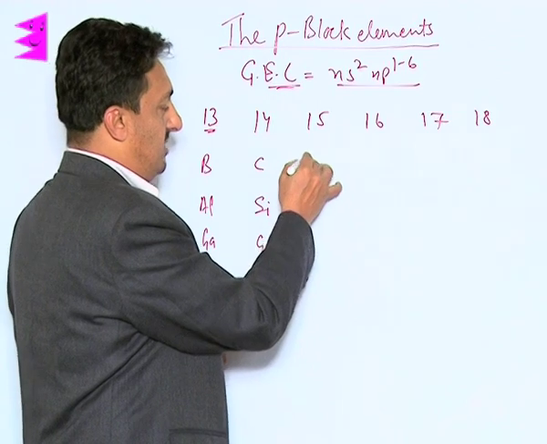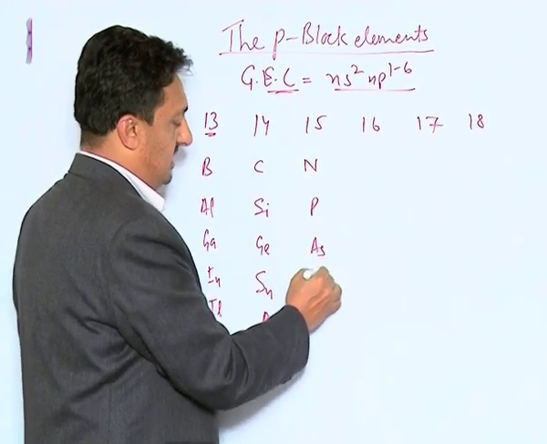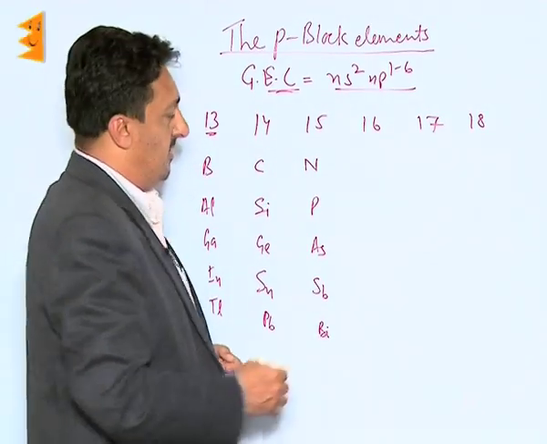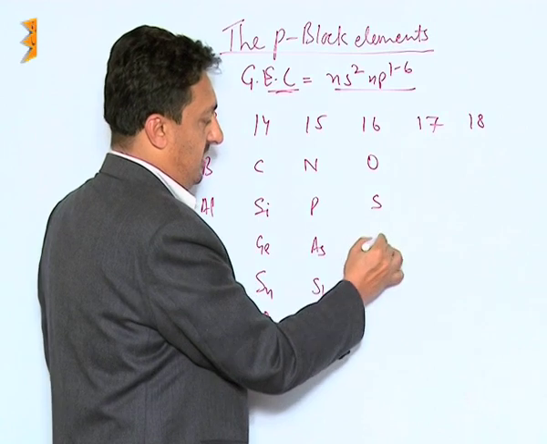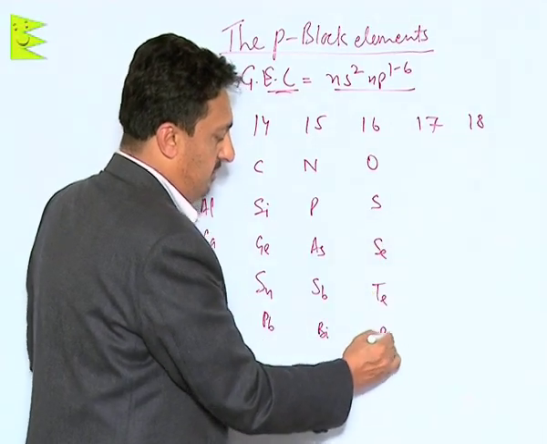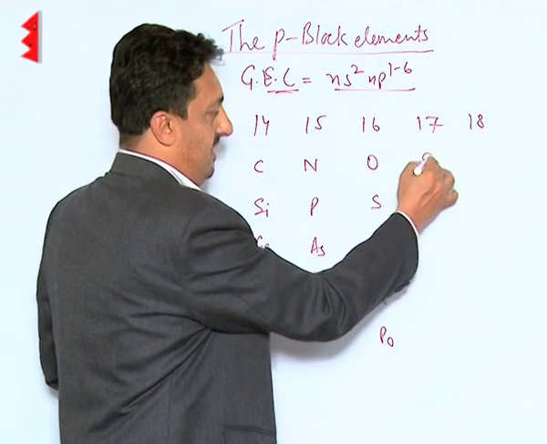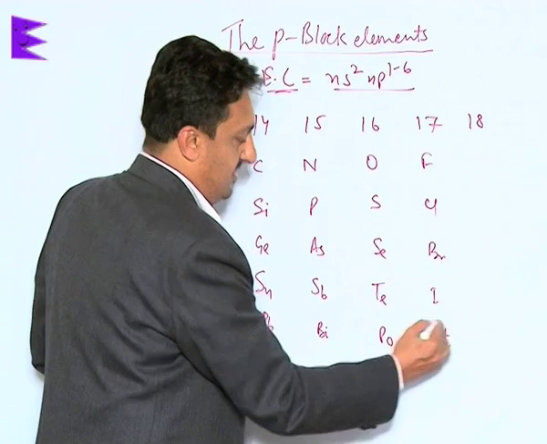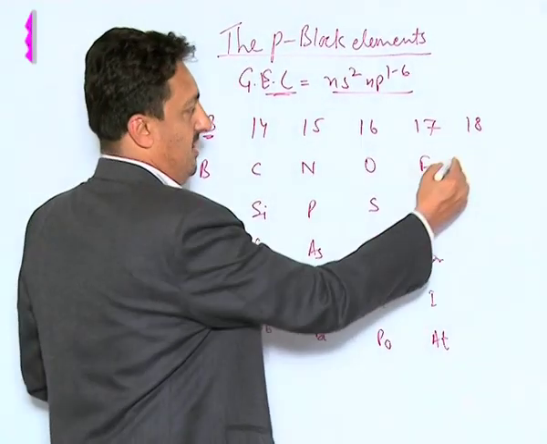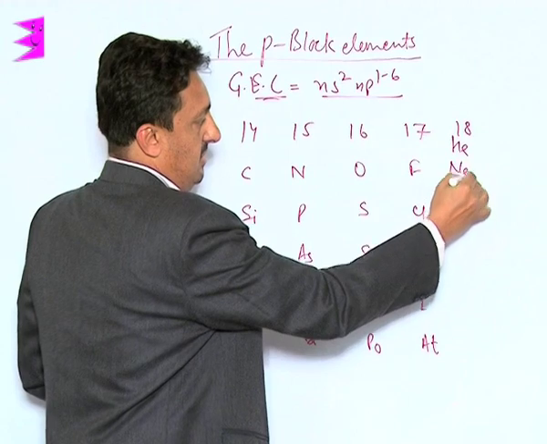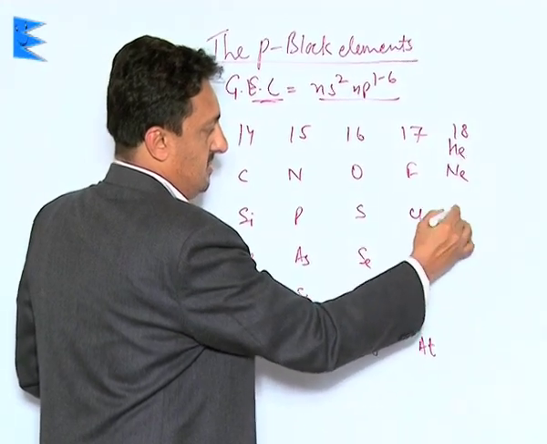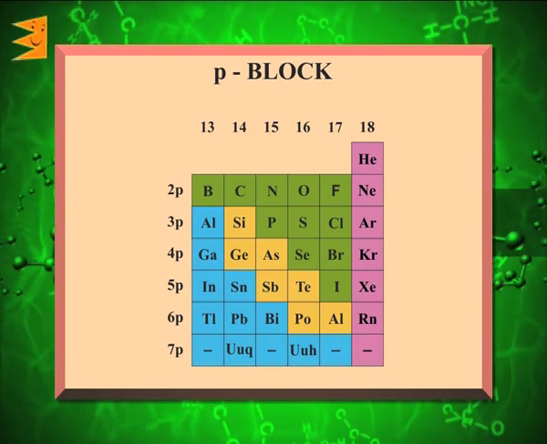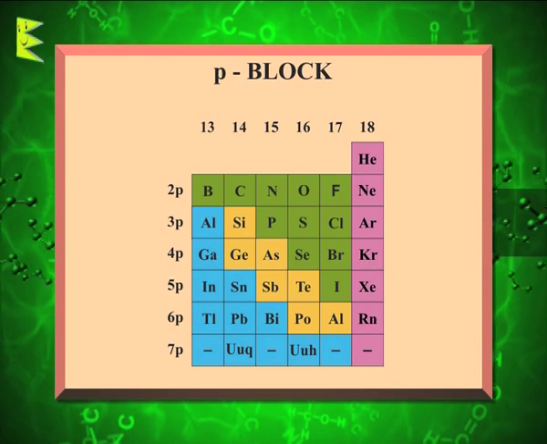Group 15 has nitrogen, phosphorus, arsenic, antimony, and bismuth. Group 16 has oxygen, sulfur, selenium, tellurium, and polonium. Group 17 has fluorine, chlorine, bromine, iodine, and astatine, whereas group 18 has, of course, helium, neon, argon, krypton, xenon, and radon. So this is what we have in the p-block.